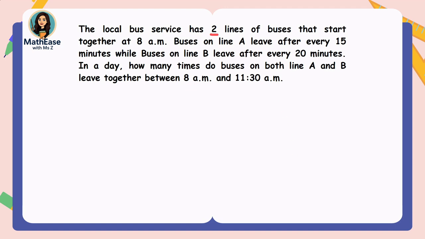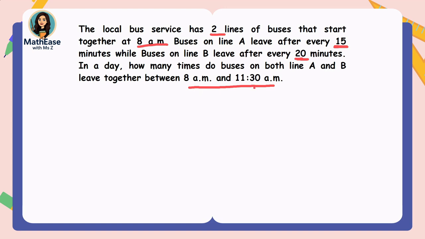The local bus service has two lines of buses that start together at 8 a.m. Buses on line A leave every 15 minutes, while buses on line B leave every 20 minutes. We need to find out how many times both buses leave together between 8 a.m. and 11:30 a.m.